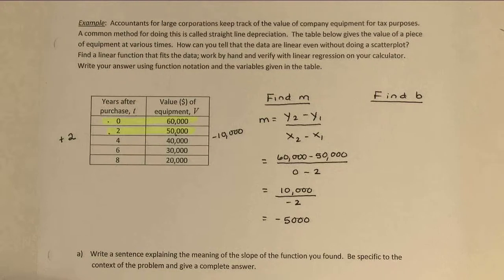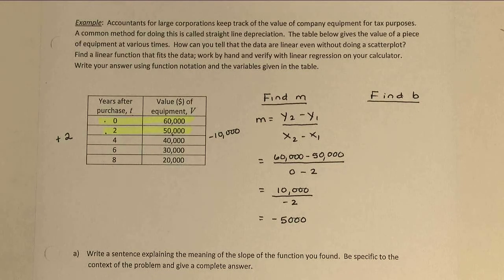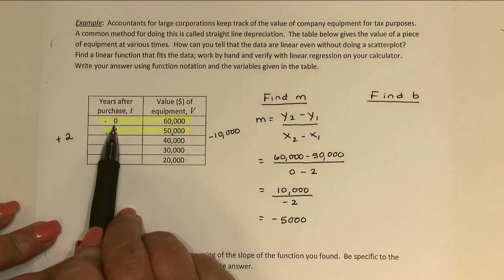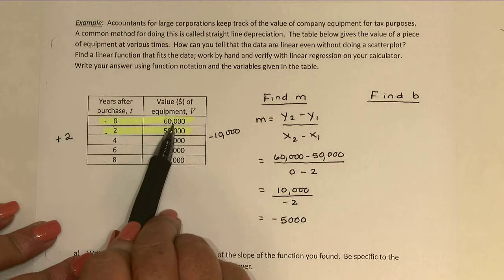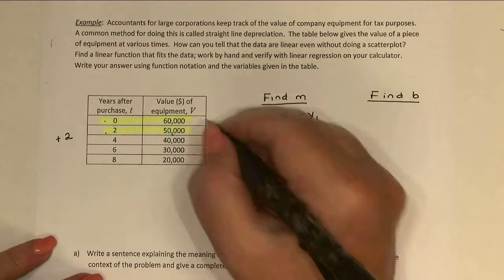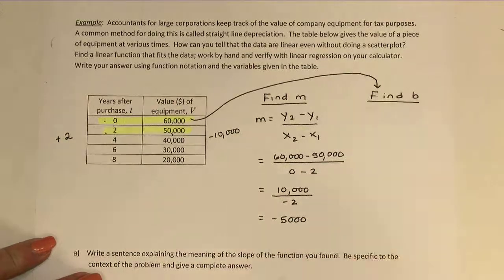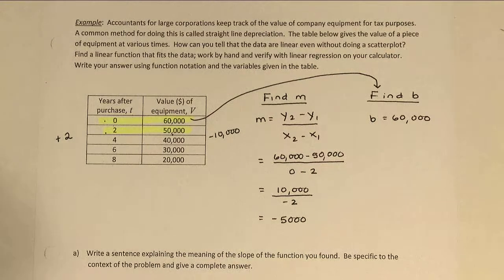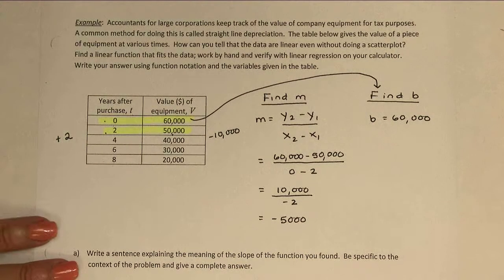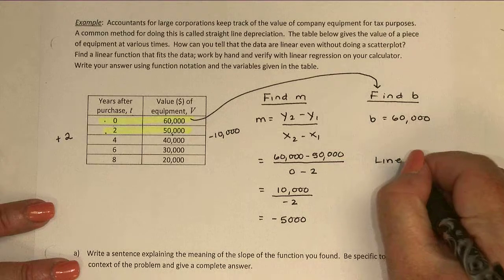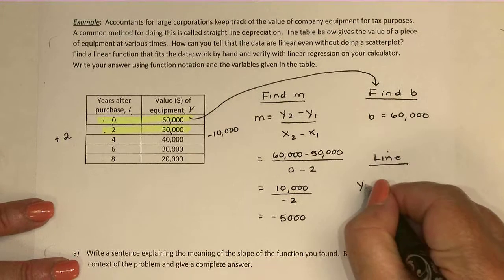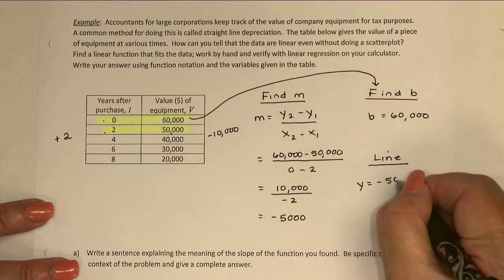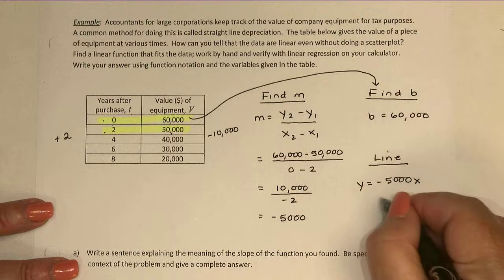Now usually I plug back into the equation y equals mx plus b to find b, but actually I can take a shortcut this time because notice we were given the b value. 0 years after purchase, the value was $60,000. So I can actually just kind of steal that and use it for my b value. So the equation of this line is y equals negative 5,000x plus 60,000.